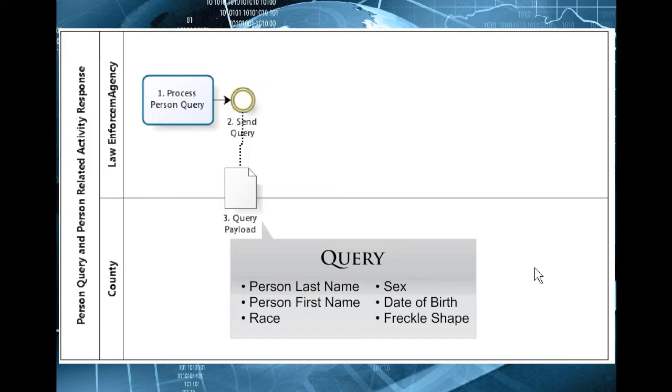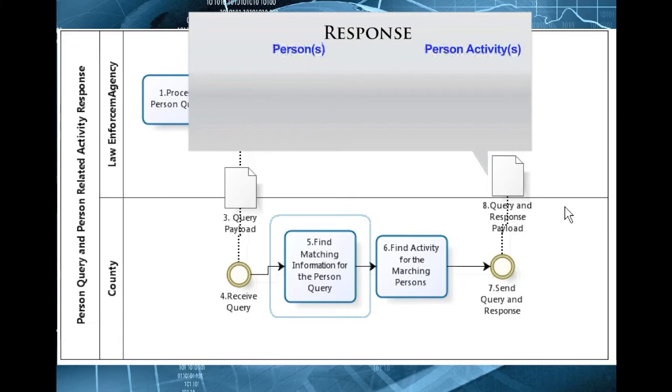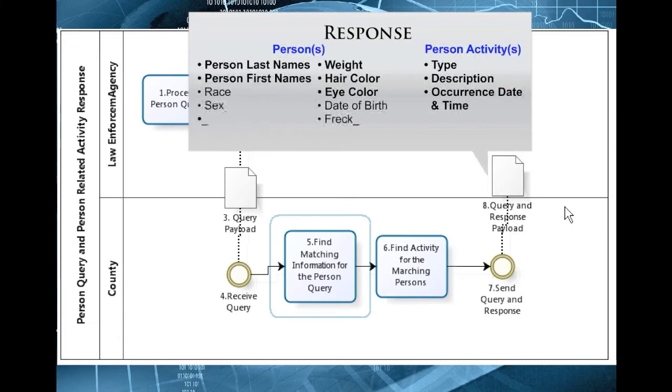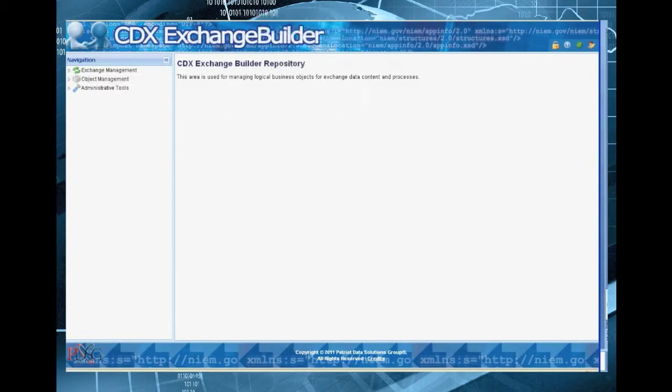First, the law enforcement system will create an online process that will allow a user to input query search parameters, things like person's last name, first name, race, sex, and date of birth. Note too that the freckle shape is a unique element to this use case and is not part of a normal person query. The county system finds persons that match the search parameters and also returns the activities associated with the person. The response includes each matching person and related activity associated with the person.